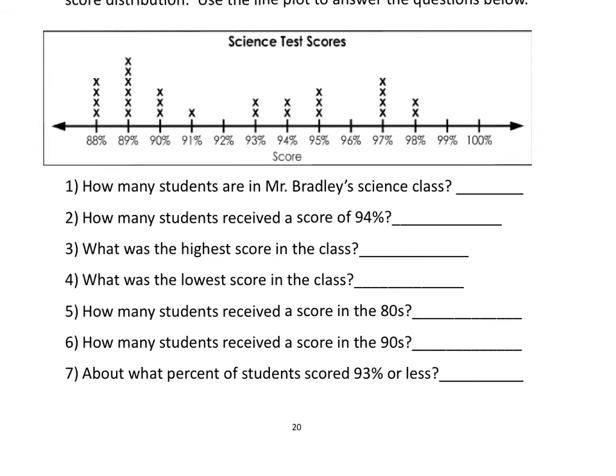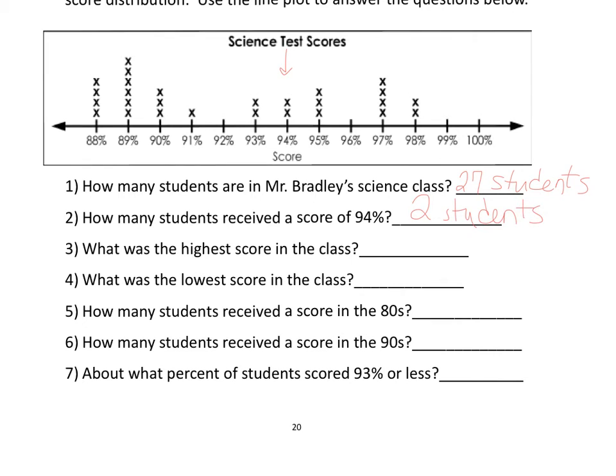Using this line plot, let's answer these questions. So the first one says, how many students are in Mr. Bradley's science class? The answer would be 27 students. Because there are 27 X's, and if you count them, you should get 27. How many students received a score of 94%? You come to 94% and see that there are 2 X's, meaning that there are 2 students.